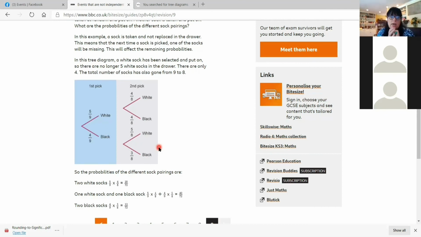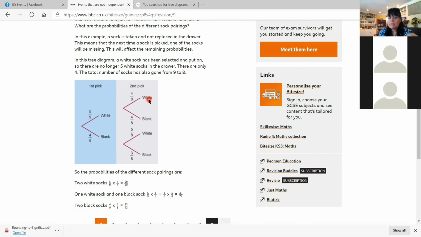So the probability of the different pairings are like this. If you want to know the probability of taking 2 white socks, you're going to say taking a white and a white. So it's 5/9 and 4/8. What do you do if it's and? It's white and white. You multiply, ma'am. Multiply, right. So you're going to say 5/9 times 4/8. That gives you the probability.